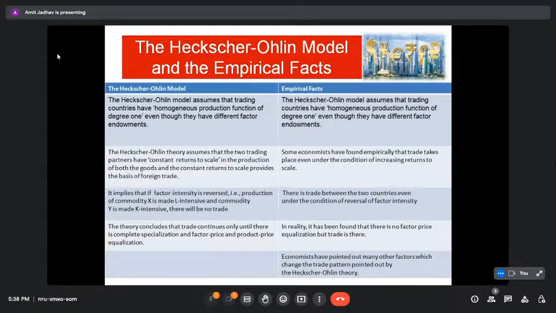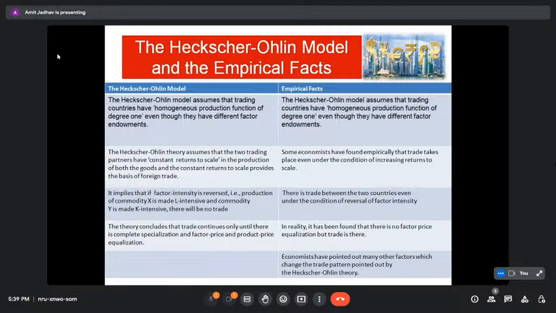So we have the Heckscher-Ohlin model and empirical facts. We try to search for the empirical facts of the Heckscher-Ohlin model. The Heckscher-Ohlin model assumes that the trading countries have a homogeneous production function of degree one, even though they have different factor endowments. That homogeneity assumption is quite unrealistic.